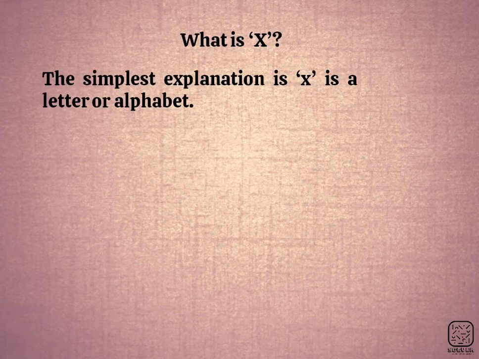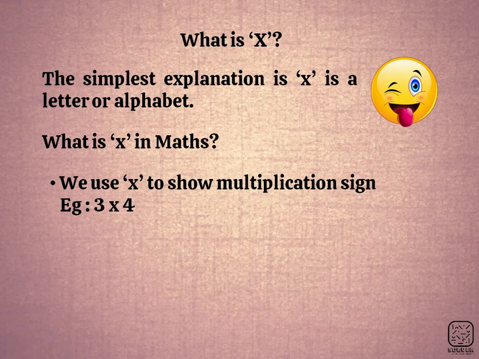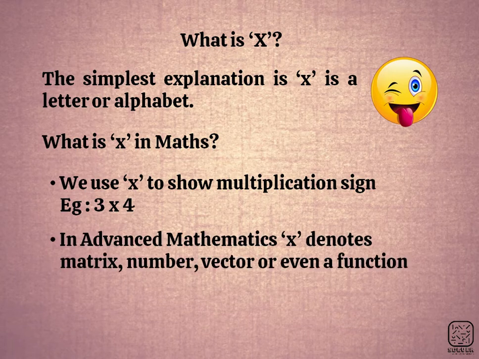What is x? The simplest explanation is x is a letter or alphabet. Well, who doesn't know that, right? Then what is this x doing in maths? Let's see. We use x to show the multiplication sign. Example, 3 x 4. Here x is used as a sign to show multiplication. It is not a letter here.